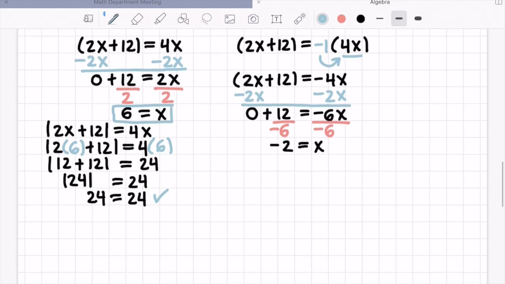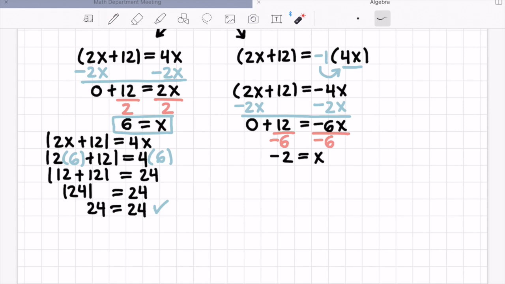Let's try checking out x equals negative 2 and see if that one works. So over here, I'm going to substitute my absolute value, substitute the x for negative 2 instead. Then I'm going to add it with 12, close that absolute value, and then substitute again for negative 2.